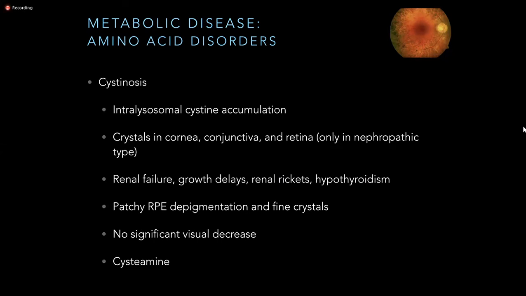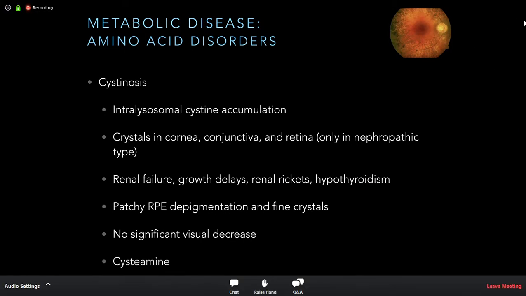So moving on, cystinosis is a condition in which we get an intralysosomal accumulation of cysteine. There are 3 types: a nephropathic type, a late onset type, and a benign type. They're all autosomal recessive. In this condition, you can see crystals in the cornea, in the conjunctiva, and also in the retina, but typically only in the nephropathic type do we see retinal crystals.